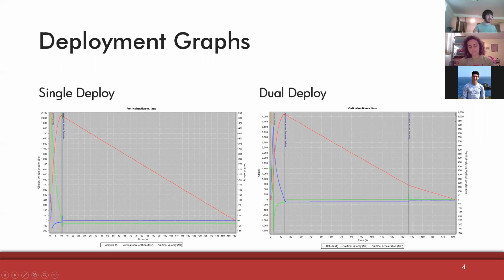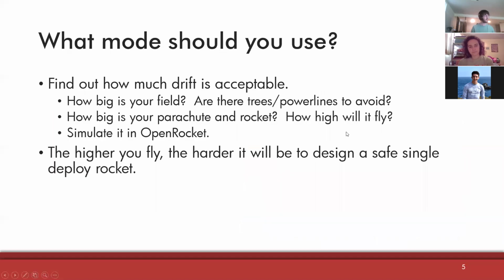And just to give you an idea, I'm sure you guys are familiar with the OpenRocket simulation graphs. I have a single deploy simulation versus a dual deploy simulation. You'll notice the main difference between the two is the recovery device deployment event. In the second one, that's around 137 seconds or so, where it significantly slows down to a reasonable velocity. The important thing, though, that I want to talk about is which one you should actually be using.